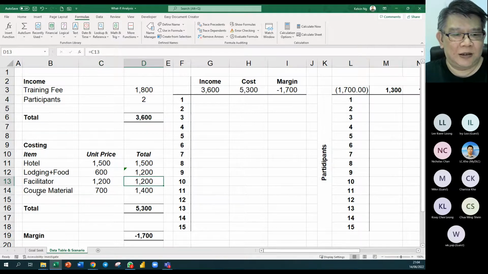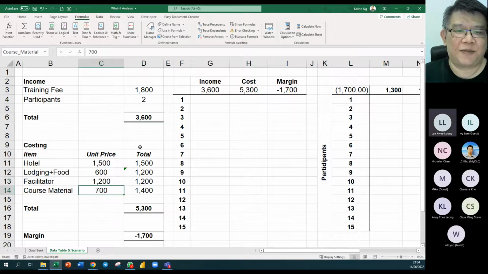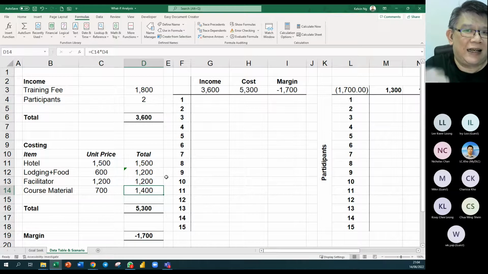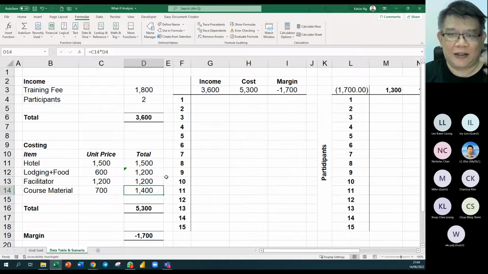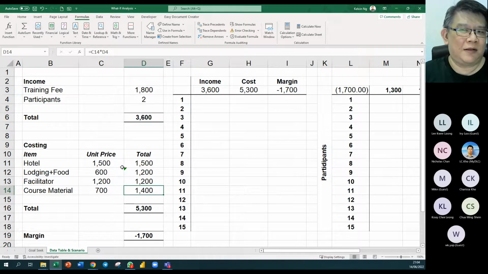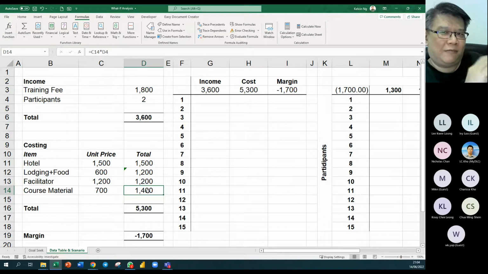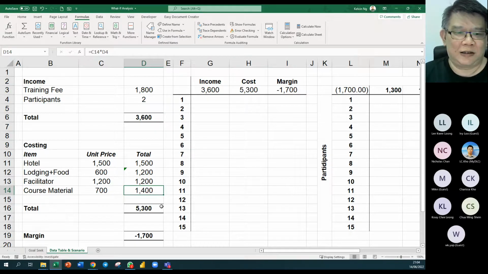Then the cost of material is 700 for each person, so altogether 1,400. Everyone who comes for this training will be taking back a tablet with them, a tablet worth about 400-500, China made. They use that tablet to do their research during class, and they can take it back. They don't have to return it. This is something memorable for them. Oh, where did you get this tablet? Oh, we attended the class. It's like you got your company name done behind the tablet. Anyway, so all in 5,300.